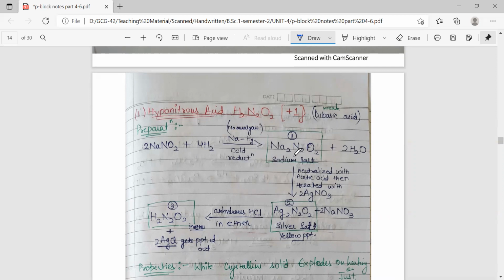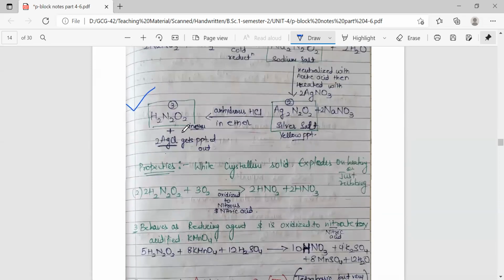From here we'll get the formation of Na2N2O2, and further we'll neutralize this with acetic acid and then we'll treat it with silver nitrate. We'll get the formation of the corresponding Ag2N2O2, that is, the corresponding silver salt is going to be formed, which is further treated with anhydrous hydrogen chloride in the presence of ether, and we'll get the formation of this hyponitrous acid. And there we'll get the precipitation of silver chloride.